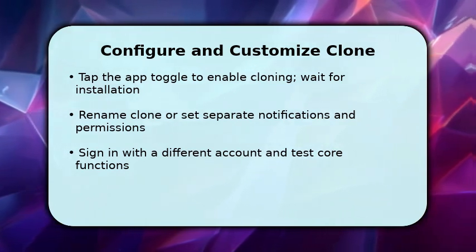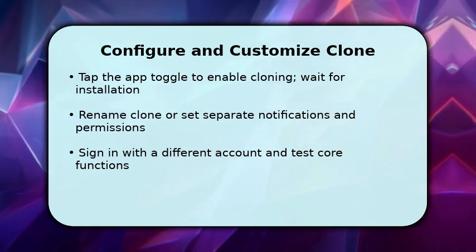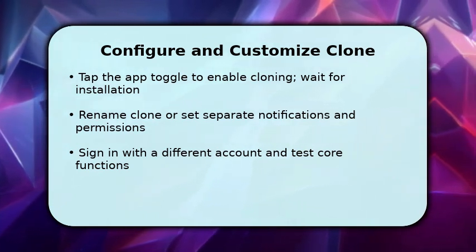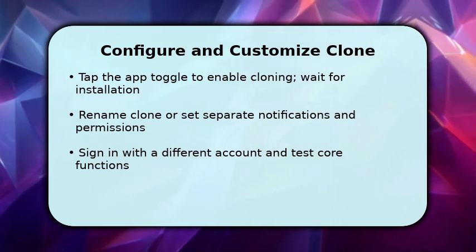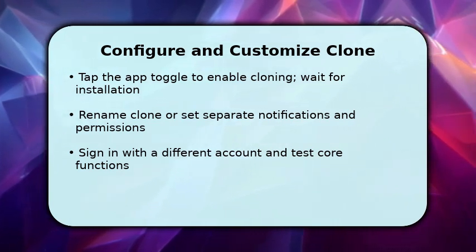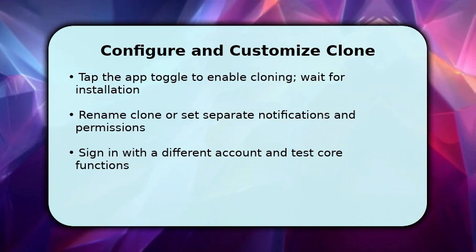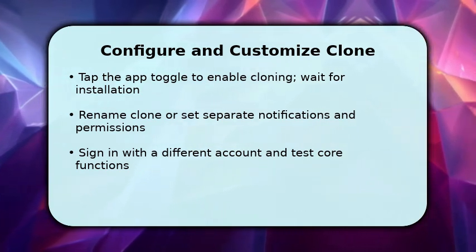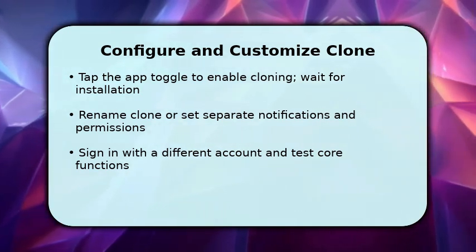Next, customize the clone. Rename it in the app drawer if the option appears, then adjust notifications and permissions separately so behaviors don't overlap. Make sure to sign into the clone with your alternate account. This is why cloning works: separate data stores.